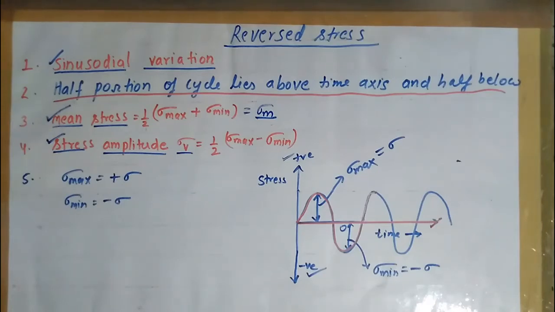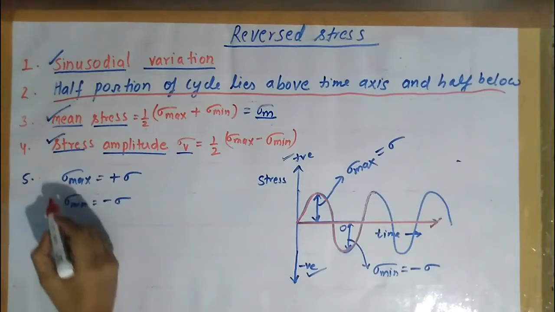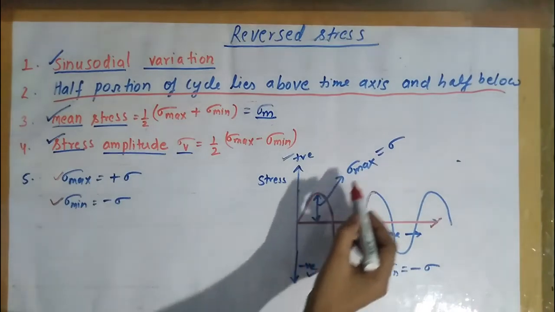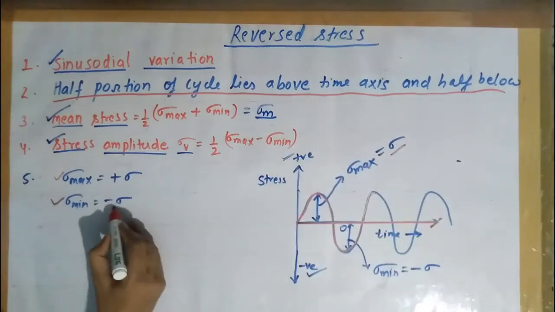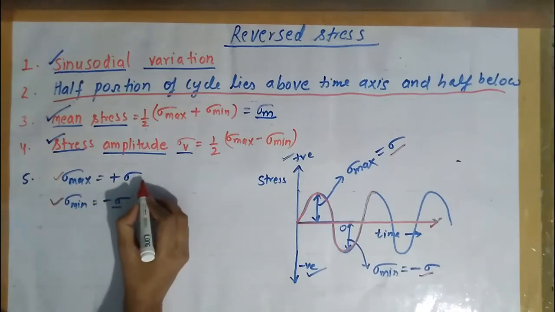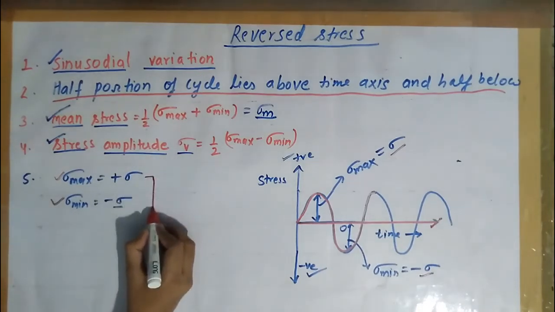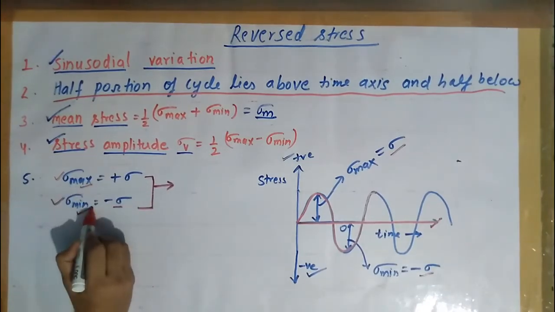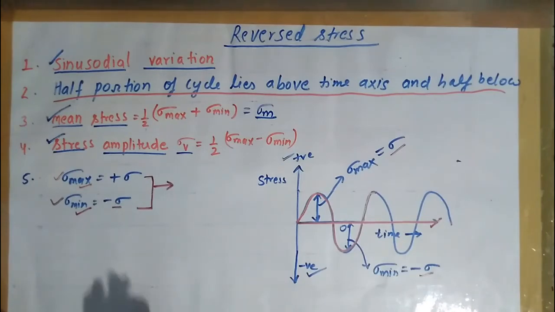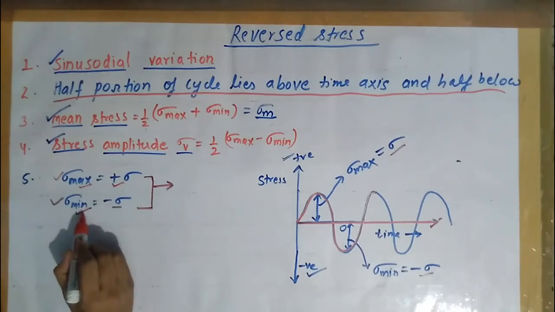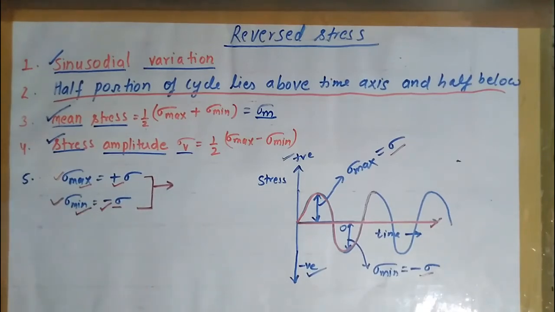Now there are two things we have to keep in mind, the value of sigma max and sigma min. Here we see that sigma max is equal to sigma and sigma min is equal to minus sigma. So we can conclude that the maximum and minimum stresses have the same magnitude but opposite sign, whereas sigma max here has a positive sign and sigma min has a negative sign. So this is the characteristic of the reversed stress condition.